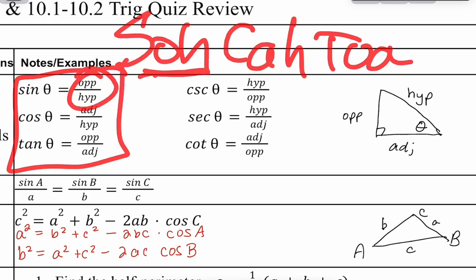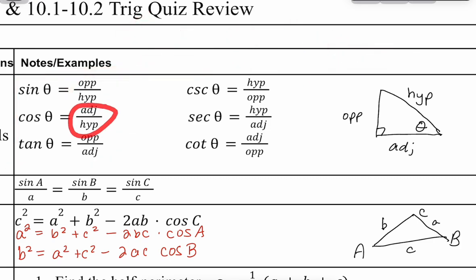sine is opposite over hypotenuse, cosine is adjacent over hypotenuse, and tangent is opposite over adjacent. So I would write those three down first. So those are your original SOHCAHTOA. Again, they will be in that order.